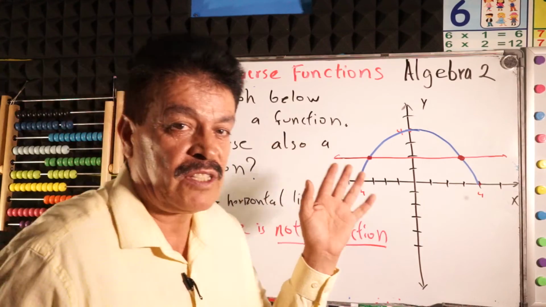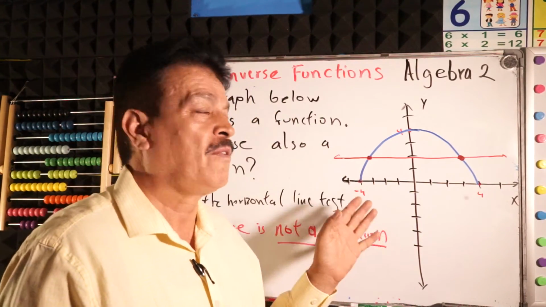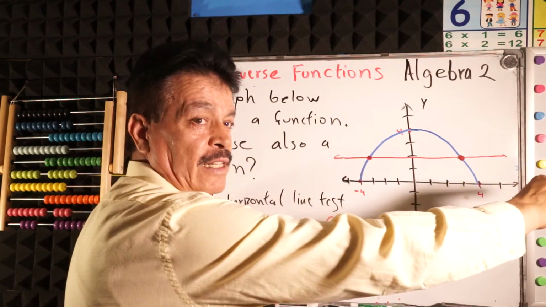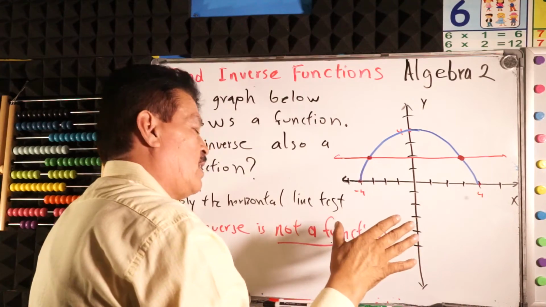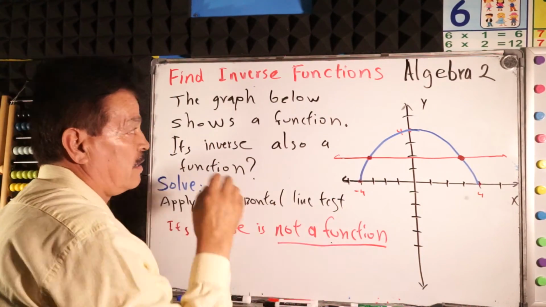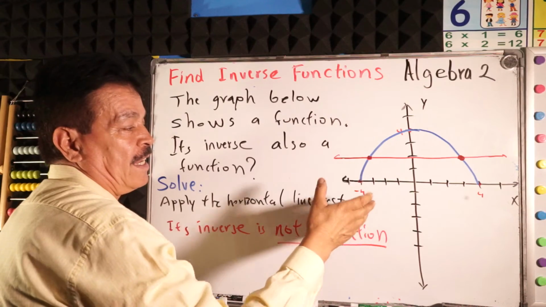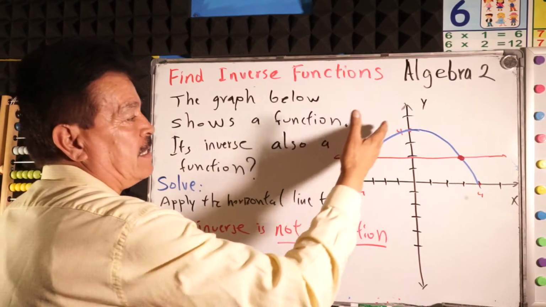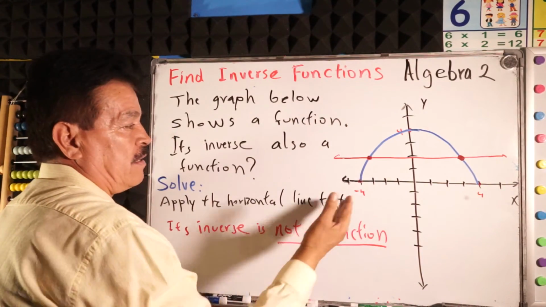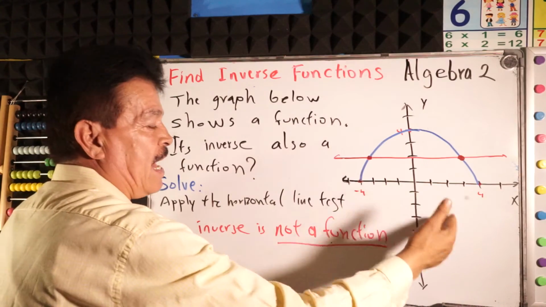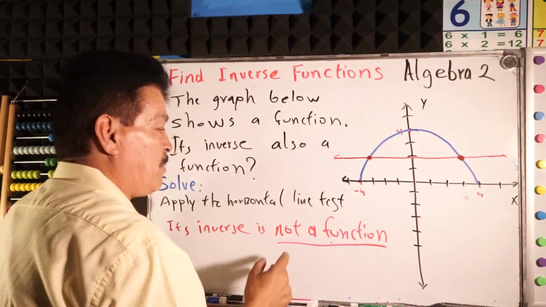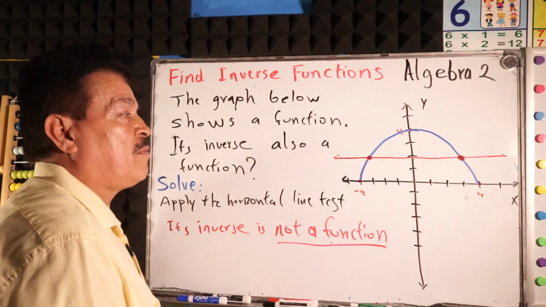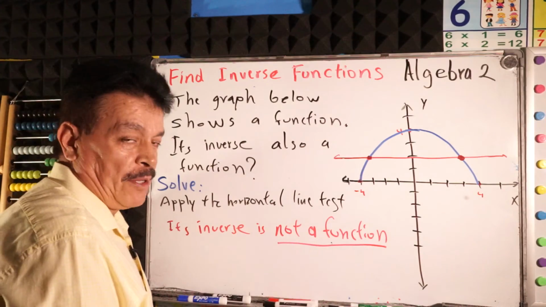See the graph? The first graph was a function because the graph was a line. When you draw the horizontal line, it only touched 1 point, so the inverse is also a function. But in this second case, the inverse is not a function, because when you draw the horizontal line, it touches two points, more than 1 point. All right?